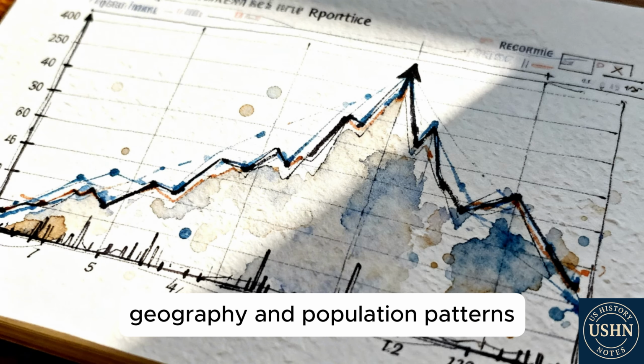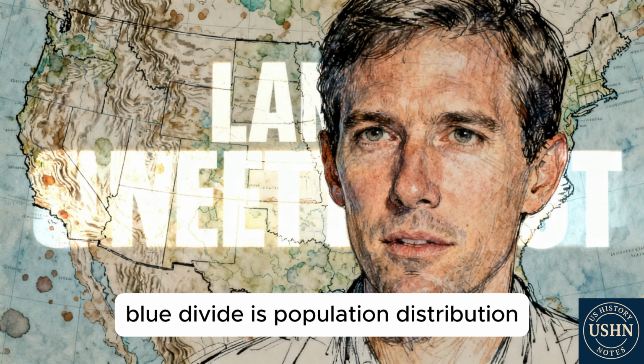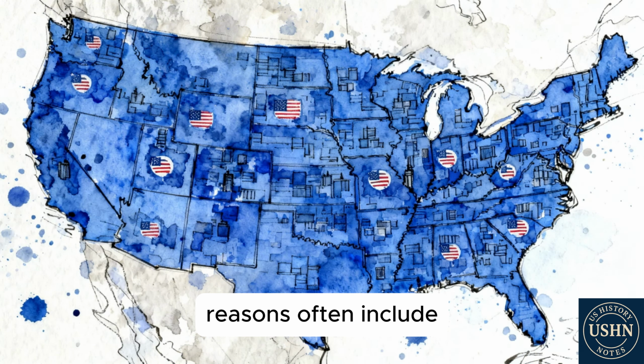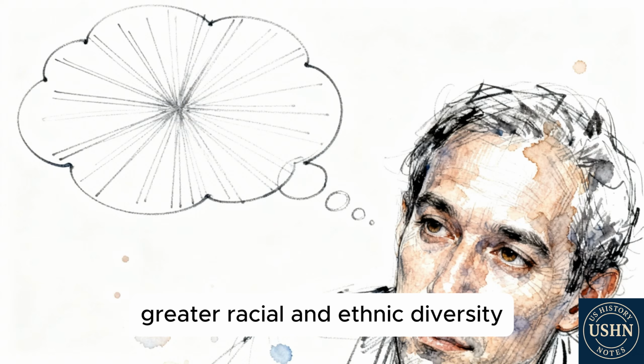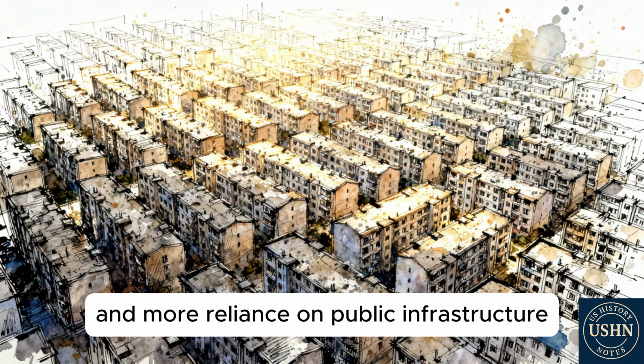Geography and population patterns. One of the most important drivers of the red-blue divide is population distribution. Urban areas. Cities tend to vote Democratic. Reasons often include greater racial and ethnic diversity, higher population density, and more reliance on public infrastructure.